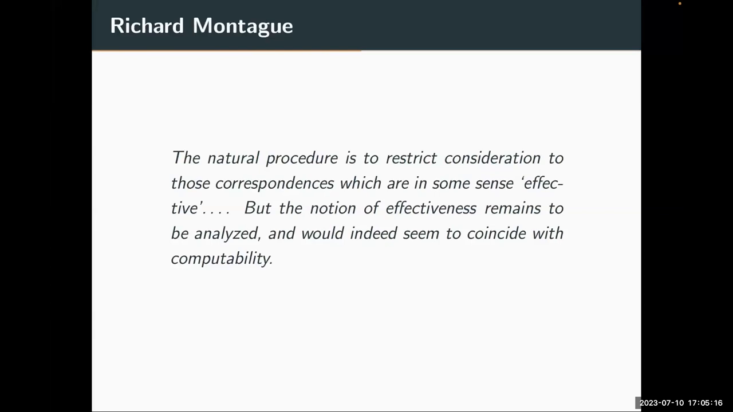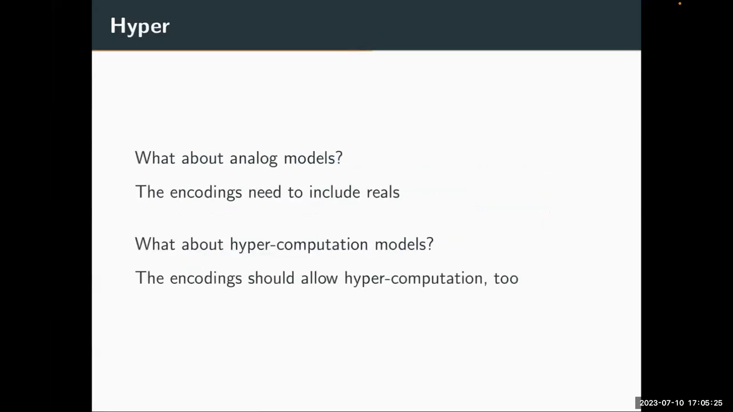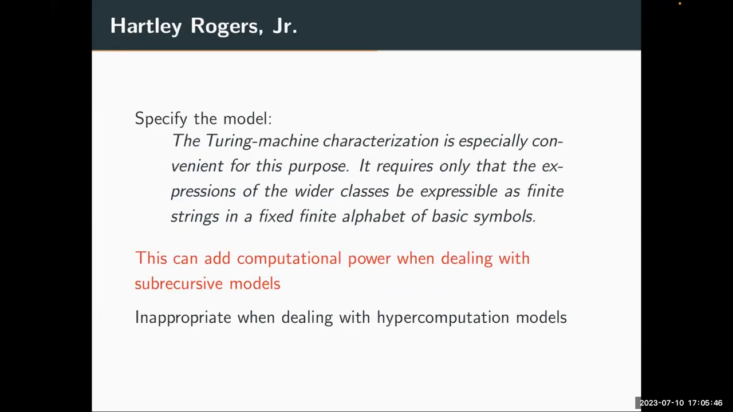So which representations are okay and which aren't? It's normal to say that we want our representations to be effective, but we're trying to define effectiveness here, so this is circular. What about analog models? That came up in today's discussions. We need encoding into the reals, perhaps. What about hypercomputations? Do we want to demand that the representation of some hypercomputation model is only effective in the Turing sense? Maybe not.